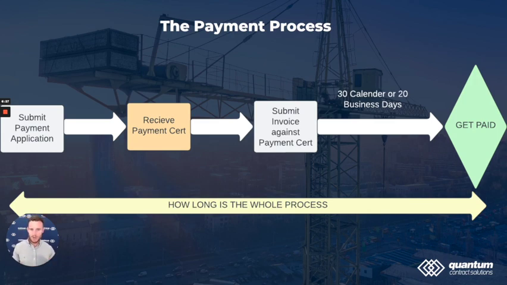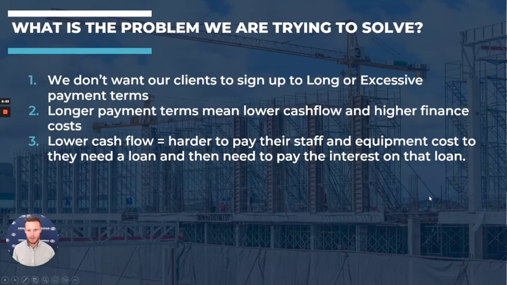Now, what problems are we trying to solve here? We don't want our clients to sign up for long or excessive payment terms. Longer payment terms means lower cash flow for them. And because they have lower cash flow, they're going to have higher finance costs. It's harder to pay their staff and their equipment because there's not enough money coming in, so they need to get a bank overdraft or a loan, which is going to cost them money. They have to pay the interest on that loan to meet those long terms. That's not what we want, because that costs them money. So we can save them money by not having to finance things. And the second thing is we can increase their cash flow, so they're going to be more solvent and in a far better position commercially. That's what we want.